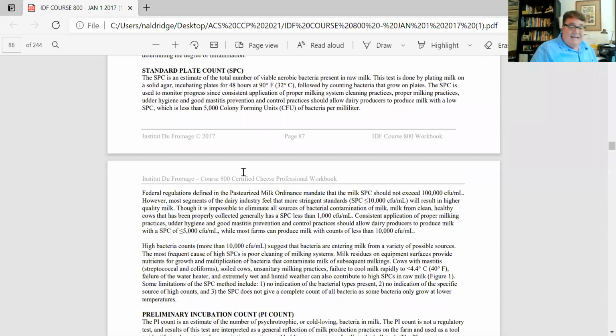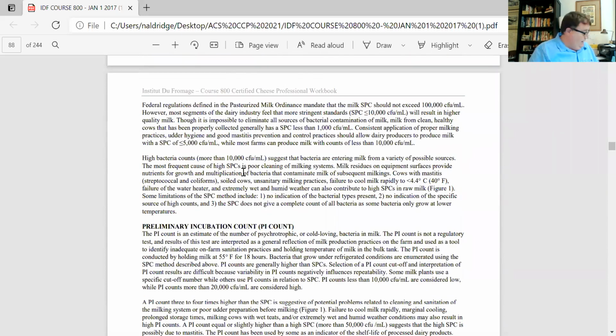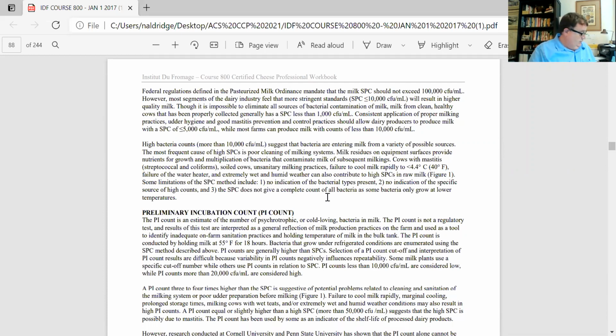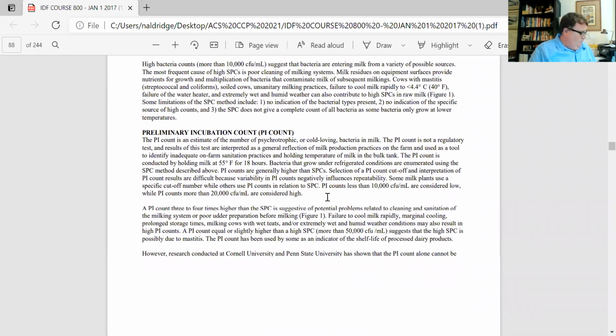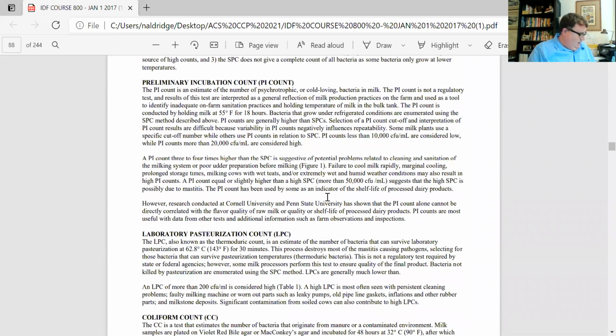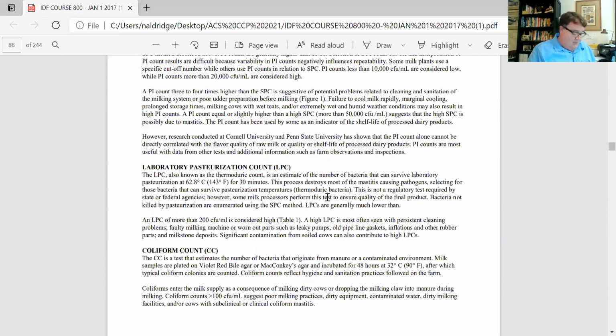All right, now page 88, not as much information needed from there, but the second paragraph on page 88 is highly important. High bacteria counts more than 10,000 suggests that bacteria are entering milk from a variety of possible sources. This is what I'm talking about, knowing where these contaminations can happen. The rest of it, of course, I've got to say read, but that was the most important part on page 88. So now we're going to page 89.